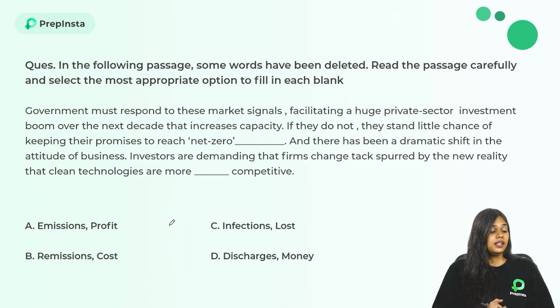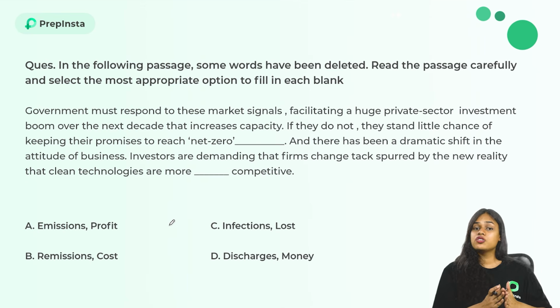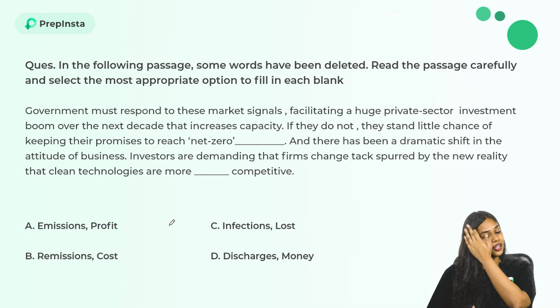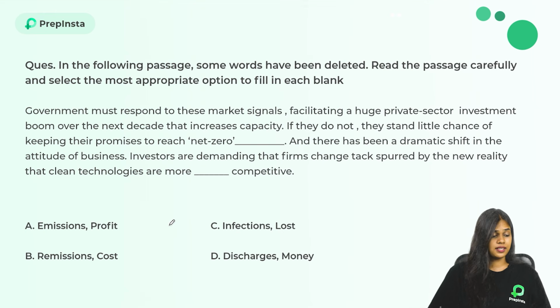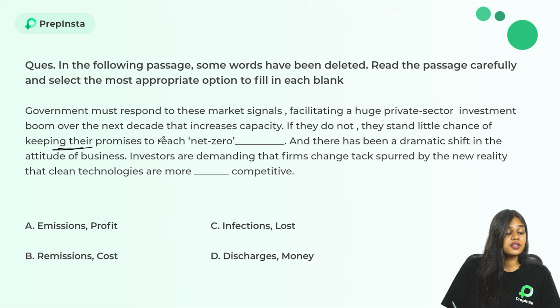All right. So this passage is a continuation of the previous question. So let's continue the passage over here. It's again another cloze test pattern. Government must respond to these market signals, facilitating a huge private sector investment boom over the next decade that increases capacity. And if they do not, they stand little chance of keeping their promises to reach net zero dash. And there has been a dramatic shift in the attitude of business. So, keeping their promises to reach net zero what?